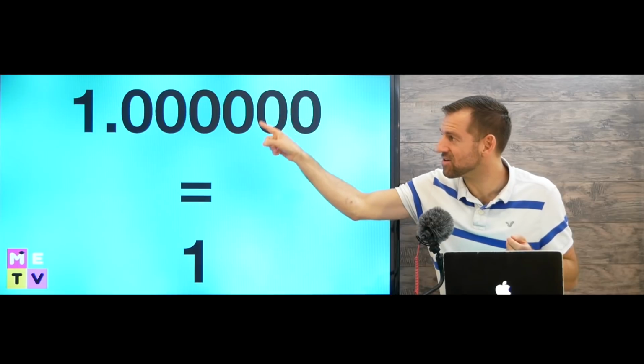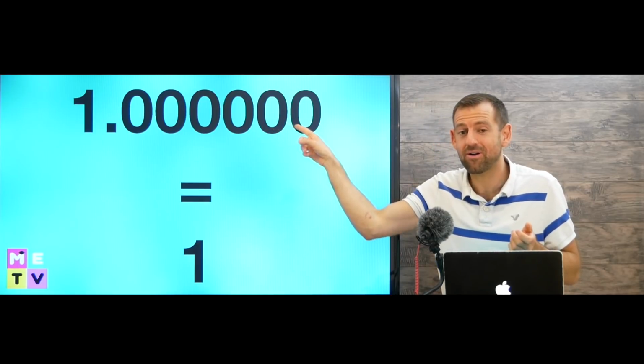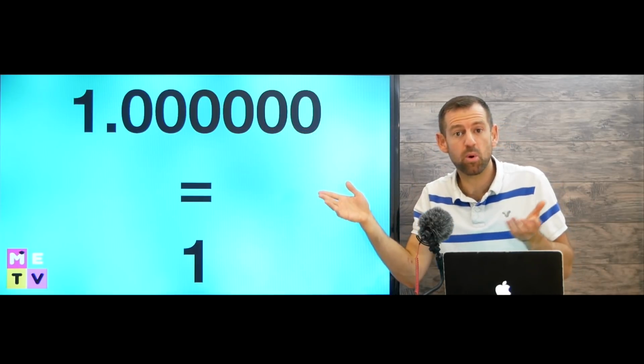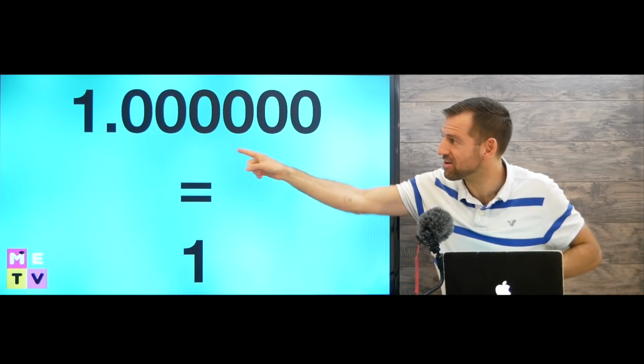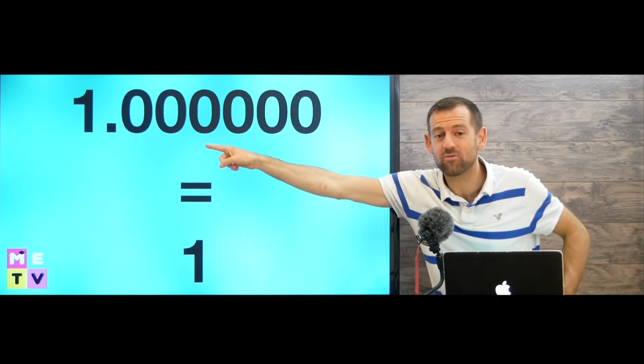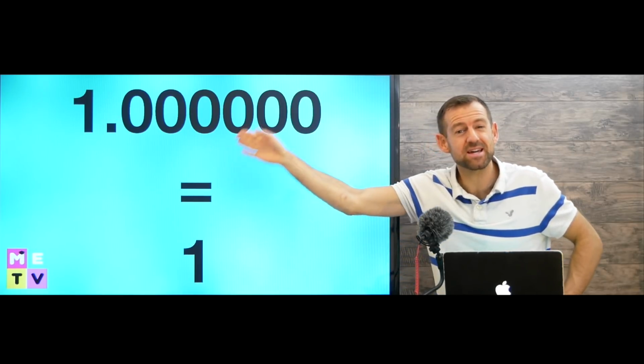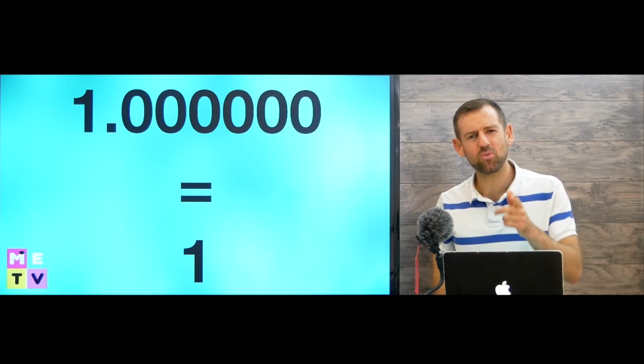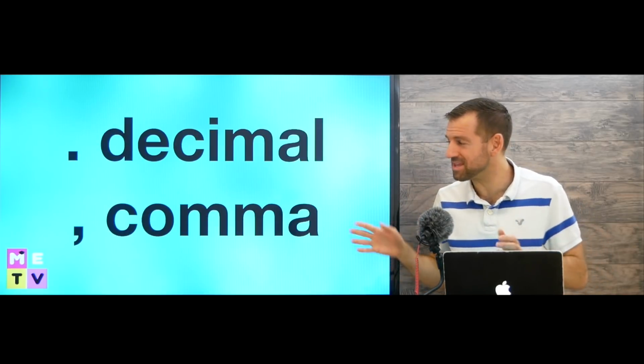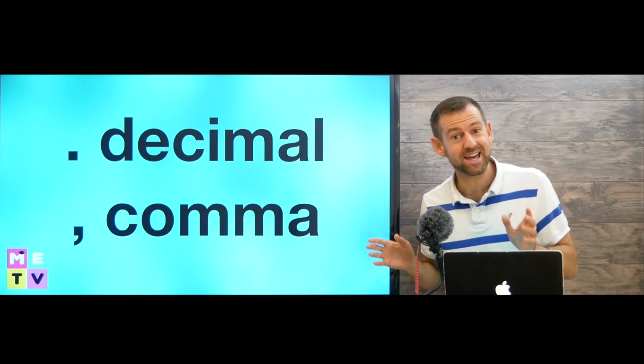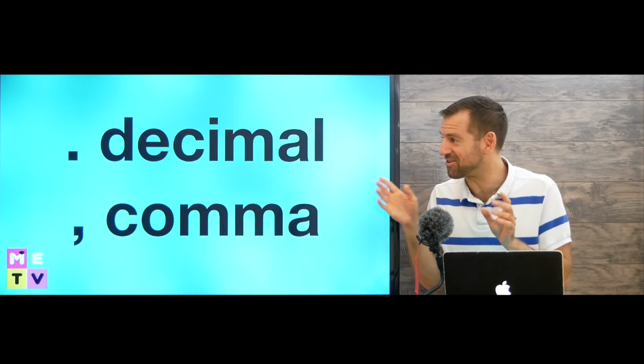All these zeros here are meaningless. They're pointless because there is a decimal over there after the 1. There's a decimal. Do you know what a decimal is? Well, this is so important. It's a very big difference here, okay?